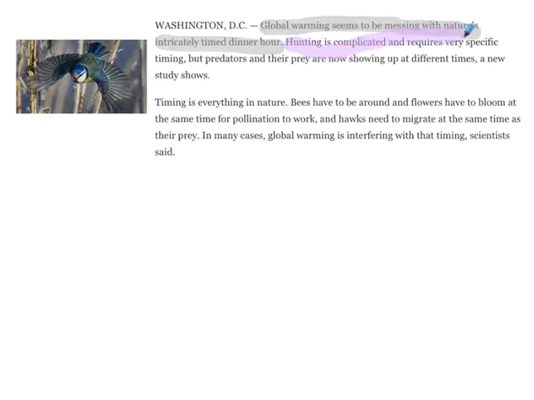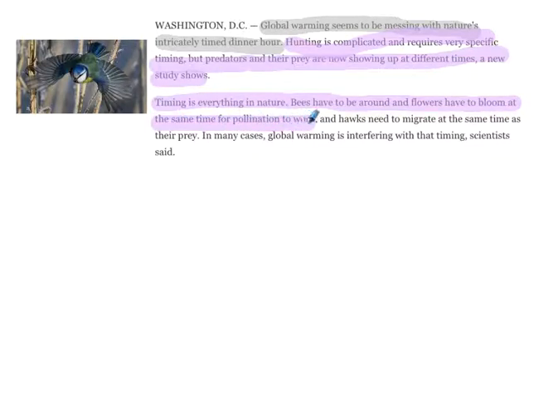Hunting is complicated and requires very specific timing, but predators and their prey are now showing up at different times, a new study shows. Timing is everything in nature. Bees have to be around, and flowers have to bloom at the same time for pollination to work. And hawks need to migrate at the same time as their prey. He's giving us a couple of examples just to help us understand the larger topic.